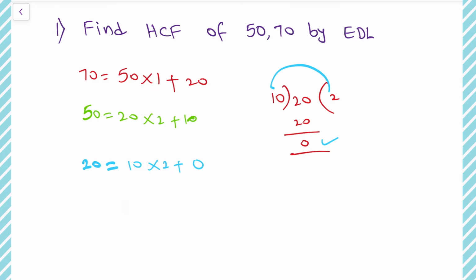Now after getting the 0, what is the divisor in the last step? That will become our HCF. In this case the divisor is 10, so that is our HCF. So HCF of 50 and 70 is 10.